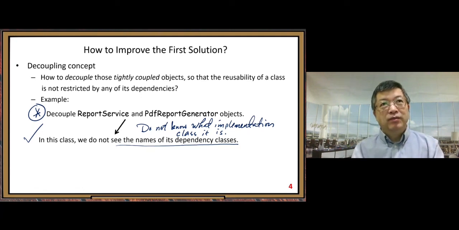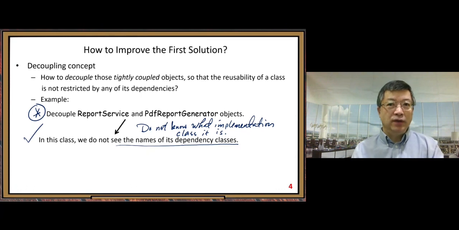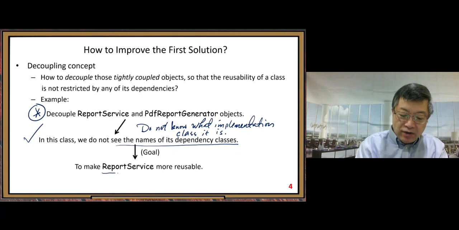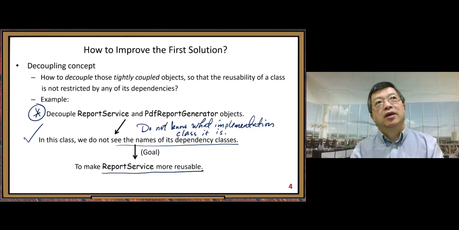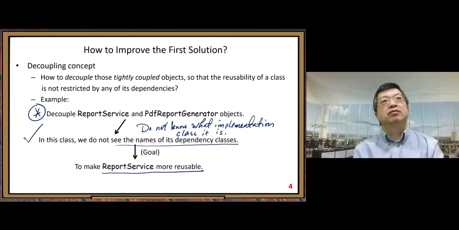The reason, as we discussed a lot, is that we want to make the dependency change as easy as possible. That's our goal. So finally, we want to achieve this goal: make our business service class more reusable by cutting off all the tightly coupled dependency objects.